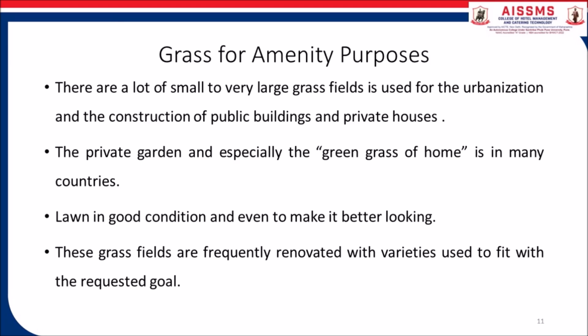Second, grass for amenity purposes. There are a lot of small to very large grass fields which are used for urbanization and construction of public buildings and private houses. The private garden and especially the green grass of home is in many countries for their families the identification of their good feelings. People try to keep their lawn in good condition and even to make it better looking. These grass fields are frequently renovated and the most appropriate species and varieties are used to fit with the requested goal.